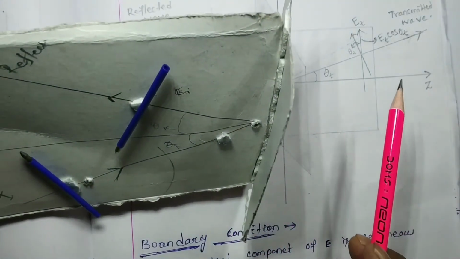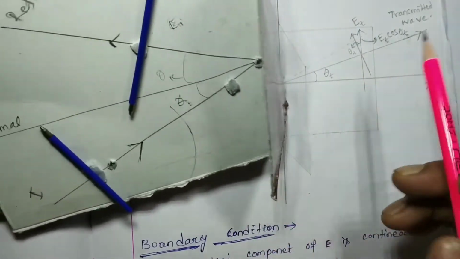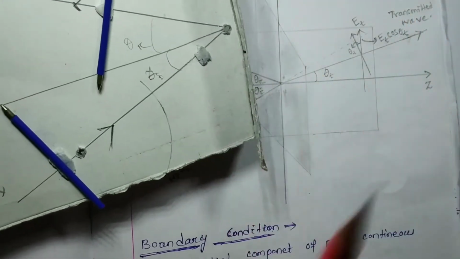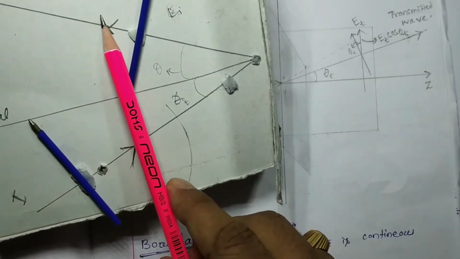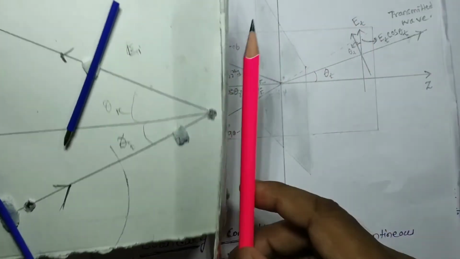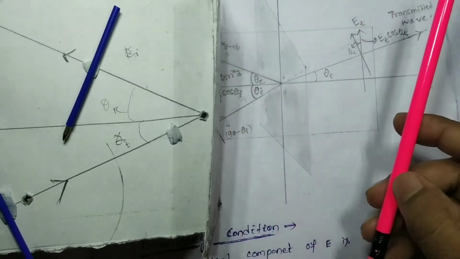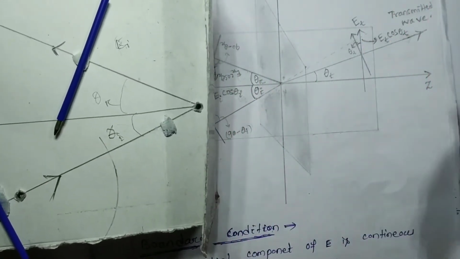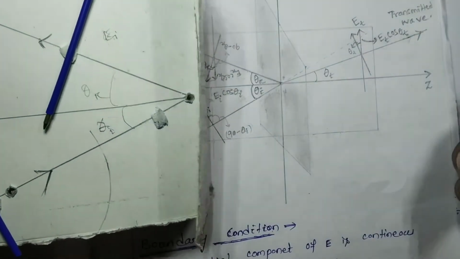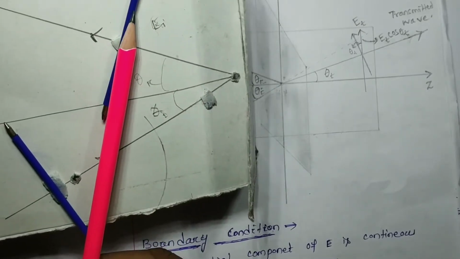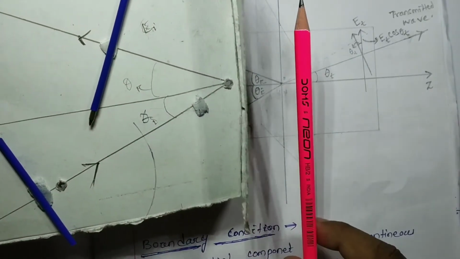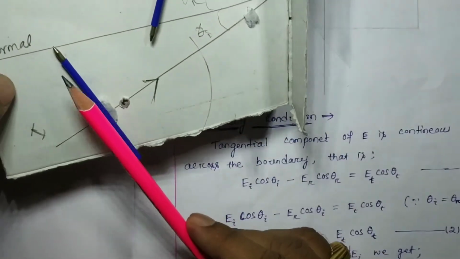So what will the boundary condition be? The incident component plus the reflected component should be continuous at the boundary. That means the tangential component of incident plus the tangential component of reflected will be equal to the tangential component of your transmitted wave. Here the tangential component of your incident is considered as EI cos theta.